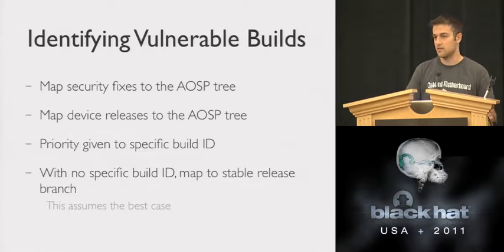So to identify the vulnerable builds, what we've done is we've mapped all these security fixes back to the Android open source tree. We've done this, and we now know exactly which tag that is in. And then we map devices using the build ID to what tag it actually has on it. So we give basically the priority to the specific build ID.